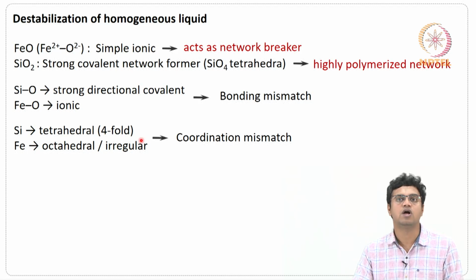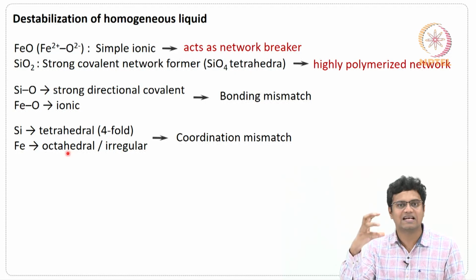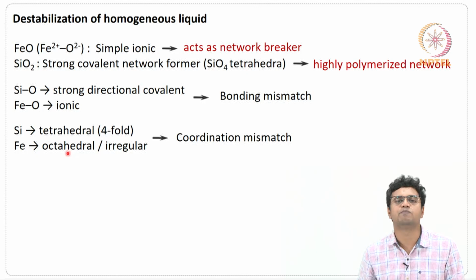For Si it is tetrahedral, so 4-fold is there. However, for Fe you have octahedral, irregular octahedra. Understand? And they act as network breakers. So that is the reason why there is a coordination mismatch, I can say.